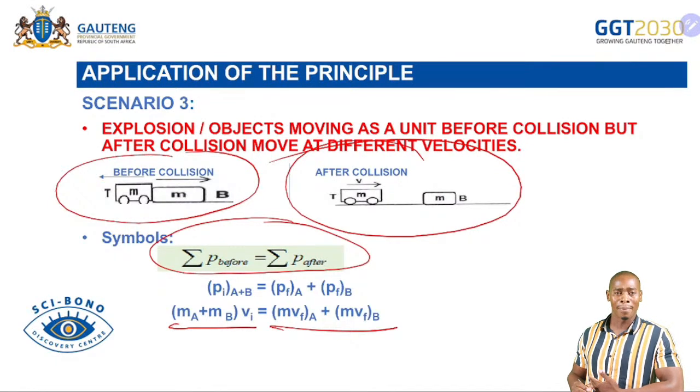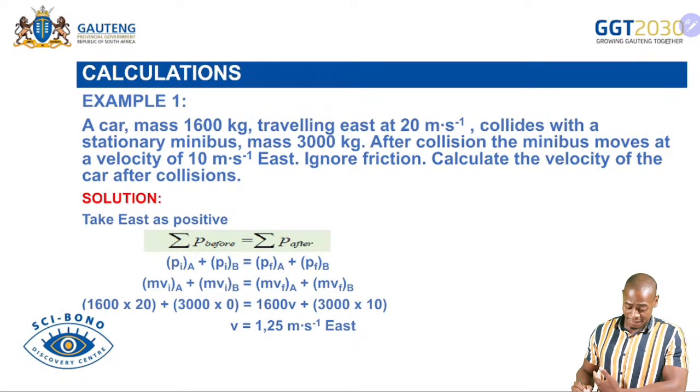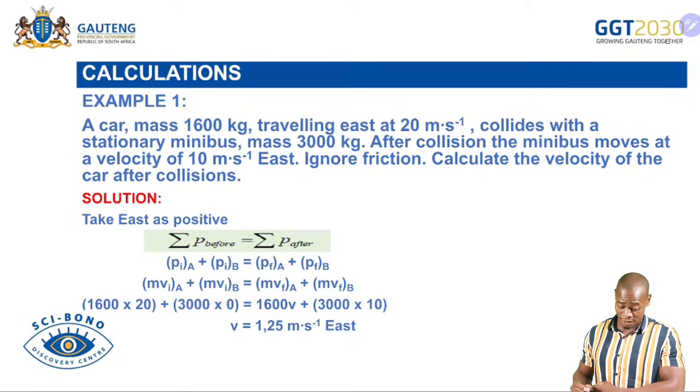But before we apply that, let's check if those conditions are met. Then example number 1, which I think addresses scenario number 1, where objects are moving at different velocities before and after the collision. So a car of mass 1,600 kilograms traveling east at 20 meters per second collides with a stationary minibus of mass 3,000 kilograms. After collision, the minibus moves at a velocity of 10 meters per second east. Ignore friction, and calculate the velocity of the car after collision.